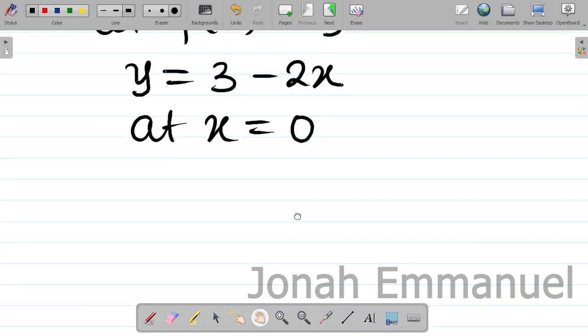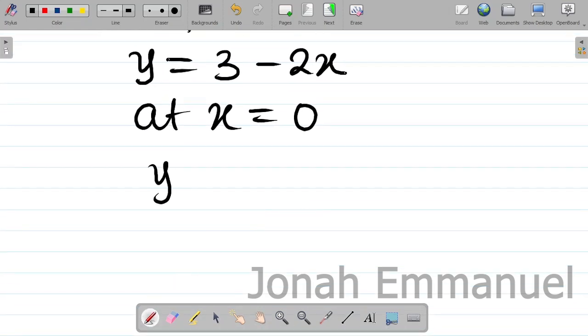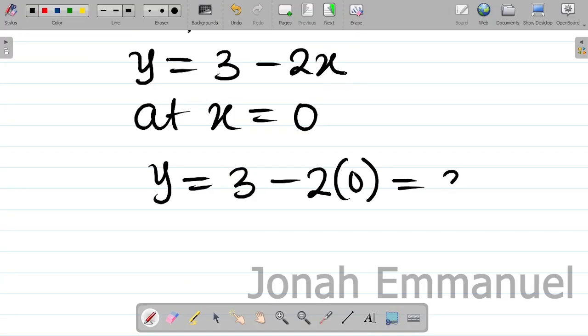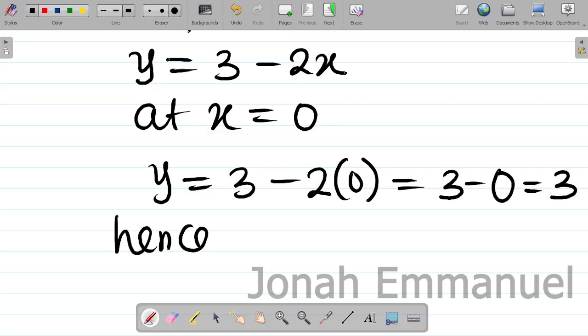At x equal to 0, you can see that y will be equal to 3 minus 2 times 0. 2 times 0 is 0. 3 minus 0 is what there? 3. Hence, what's the coordinate? At x equal to 0, y is 3. So we have (0, 3) as the intercept on the y-axis.